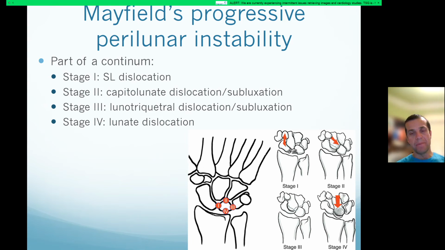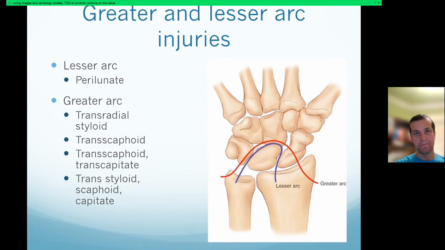If the amount of energy within the injury is not sufficient, this can stop before reaching stage 4, and there could be a more limited displacement within the wrist, within the corpus.